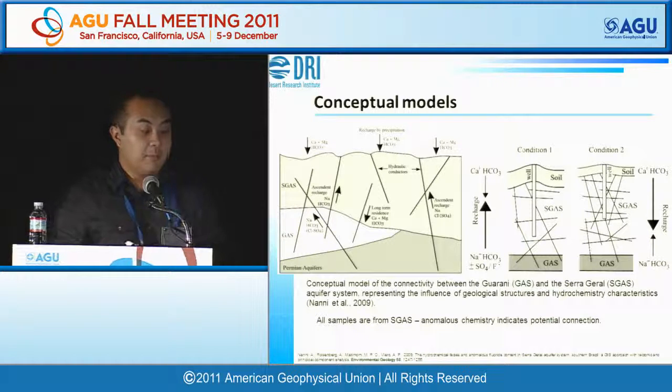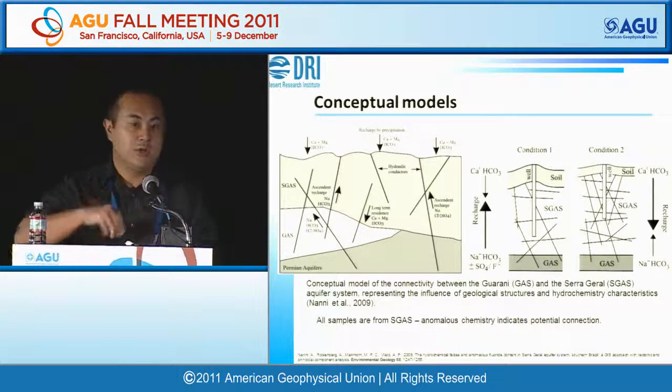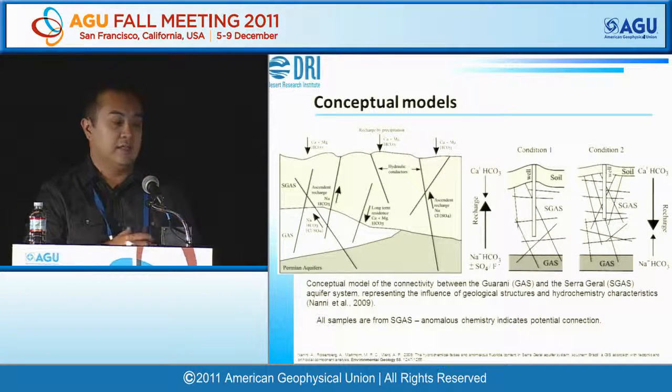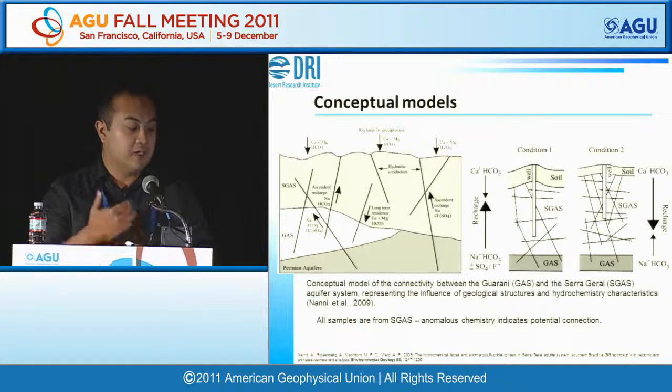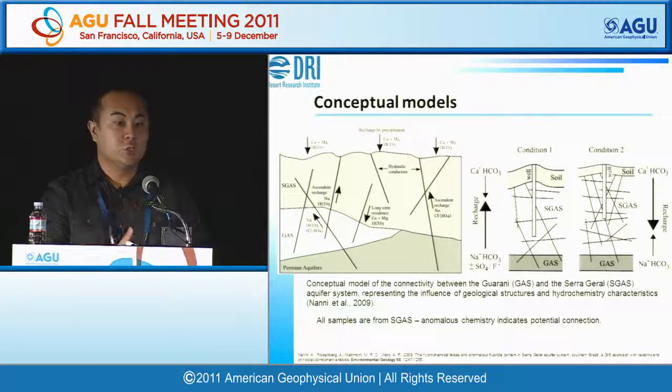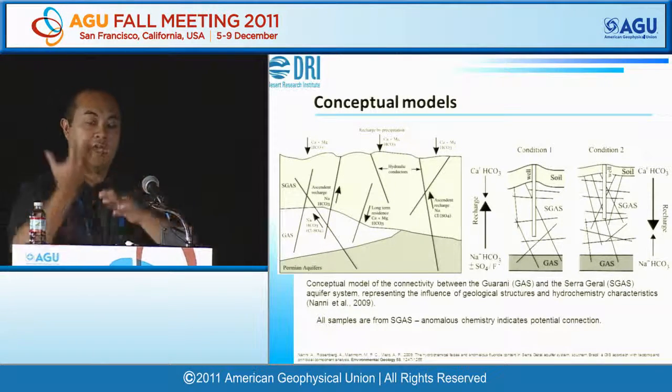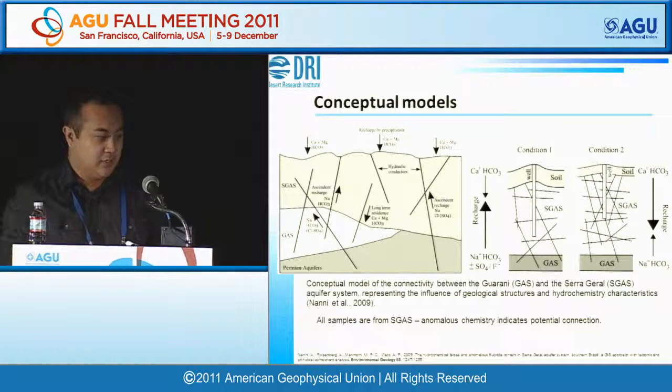Guarani. So the basic idea behind this work is that all the samples, all the wells, are from the Serra Geral aquifer system, and if we find anomalous chemistry in these waters, that would indicate a potential connection between the Guarani and the Serra Geral, an upward flux from the Guarani.